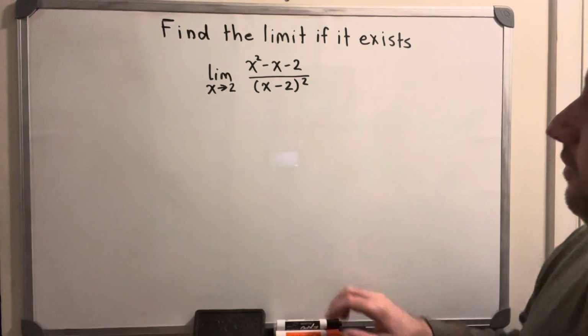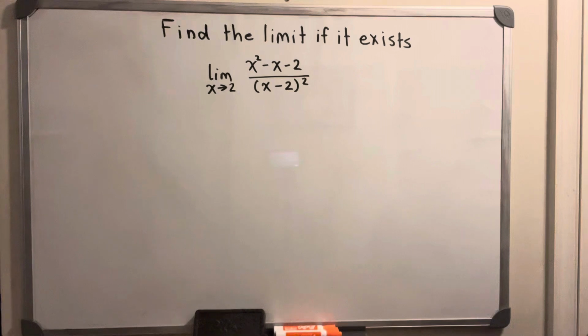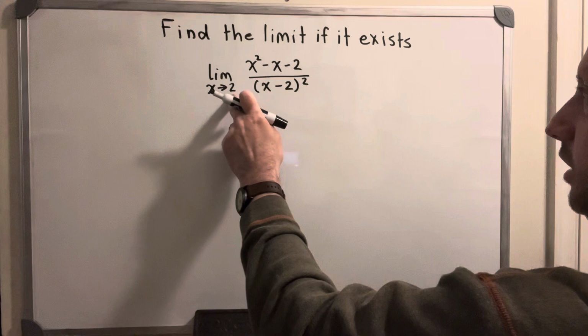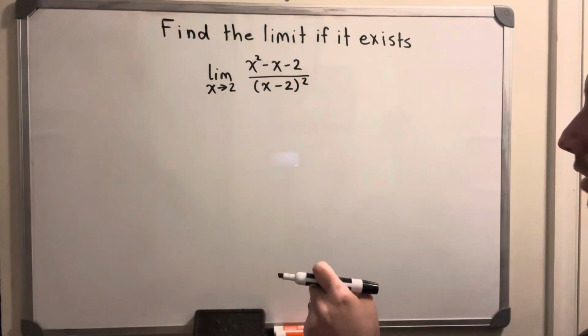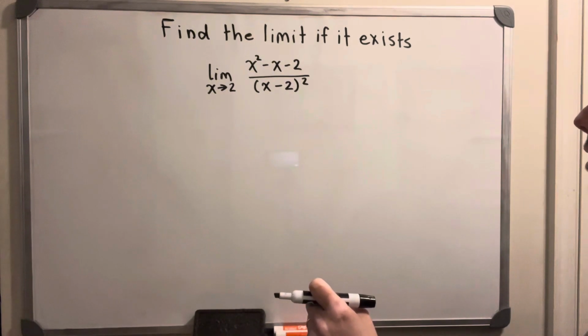This problem says find the limit if it exists. So here we've got a quotient of polynomial type functions. And we can see that if we just proceed to plug in x, the denominator is going to go to 0, which is undefined. So first of all, what would you do?